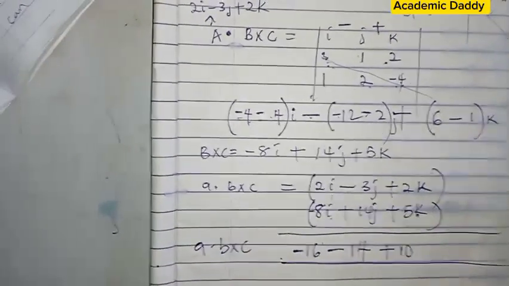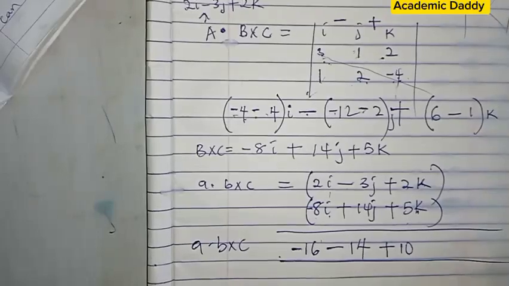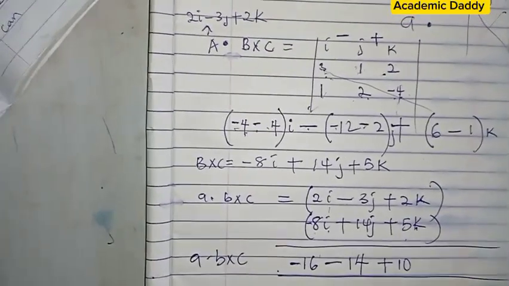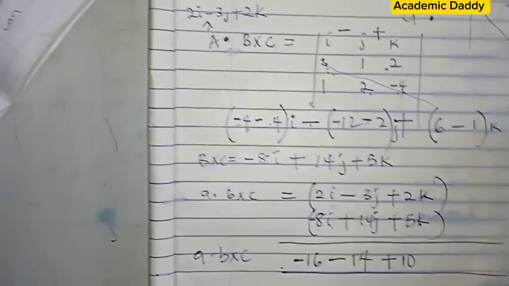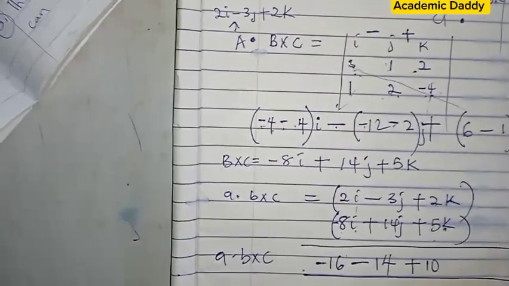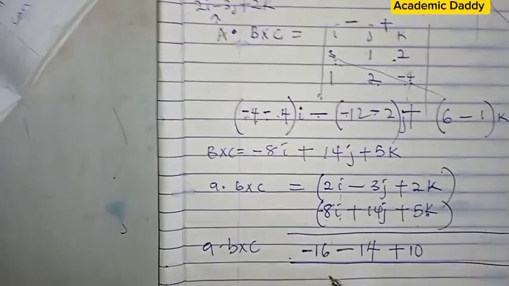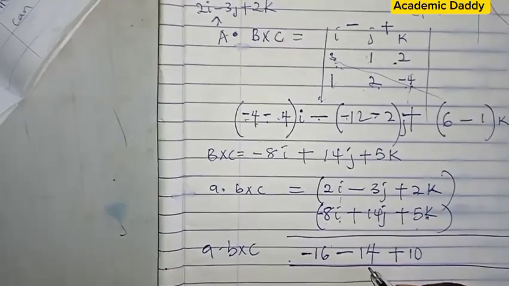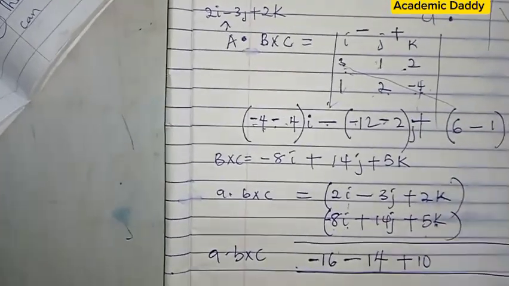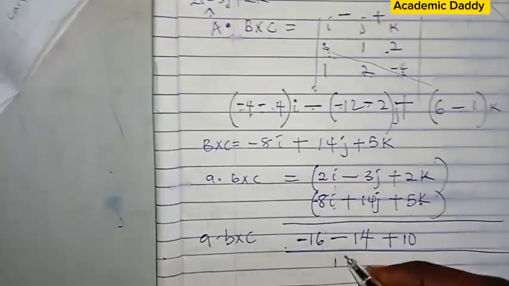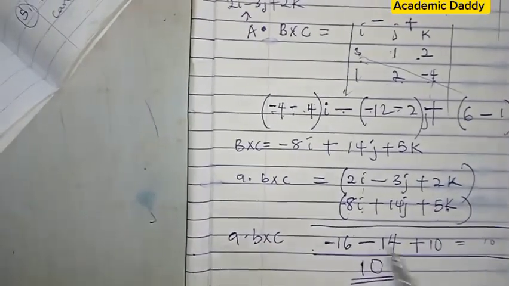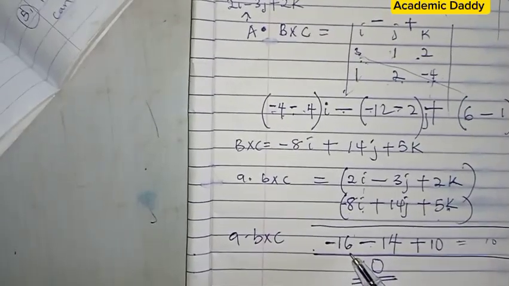By the time you sum it up, we have minus 16 minus 42 plus 10. So let's do it again. Minus 16 minus 42 plus 10, and so I get the result as my answer. Let's do it first of all. Minus is going to be minus.